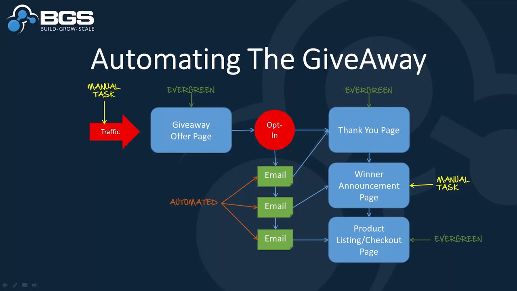The winner announcement page has a manual task. The product listing or product checkout page where they go to buy your product with a discount, that's evergreen. That doesn't change. So there's only a very, very limited amount of editing that has to happen to make this giveaway campaign run like clockwork.